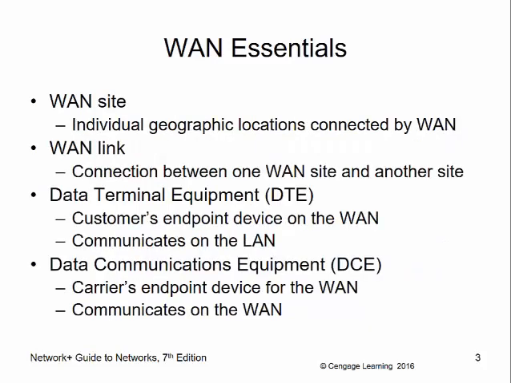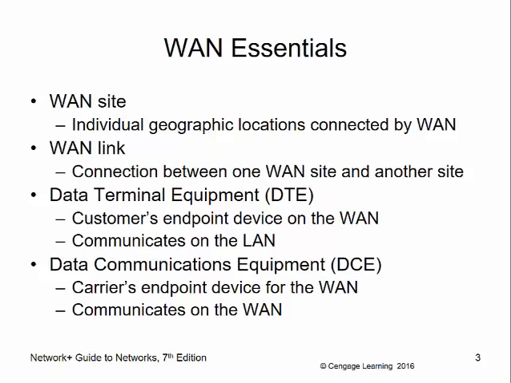A few terms to talk about. A WAN site is a specific location on the wide area network, an office, a campus, whatever. It's a local area network that is joined to the WAN. WAN links, obviously, are the links between multiple WAN sites. A WAN site of one isn't very useful to me. I need to at least have two.